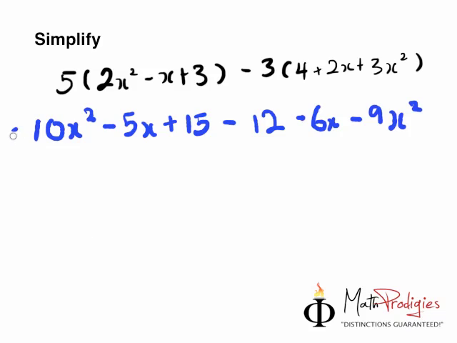So in this case, what happens is you get 10x squared minus 9x squared, you get x squared. Minus 5x minus 6x, you get minus 11x. And plus 15 minus 12, you get plus 3. Right? And that is the answer. So if you got it right, high five, you are a math prodigy. Good job. Okay, so now where do we go from here?